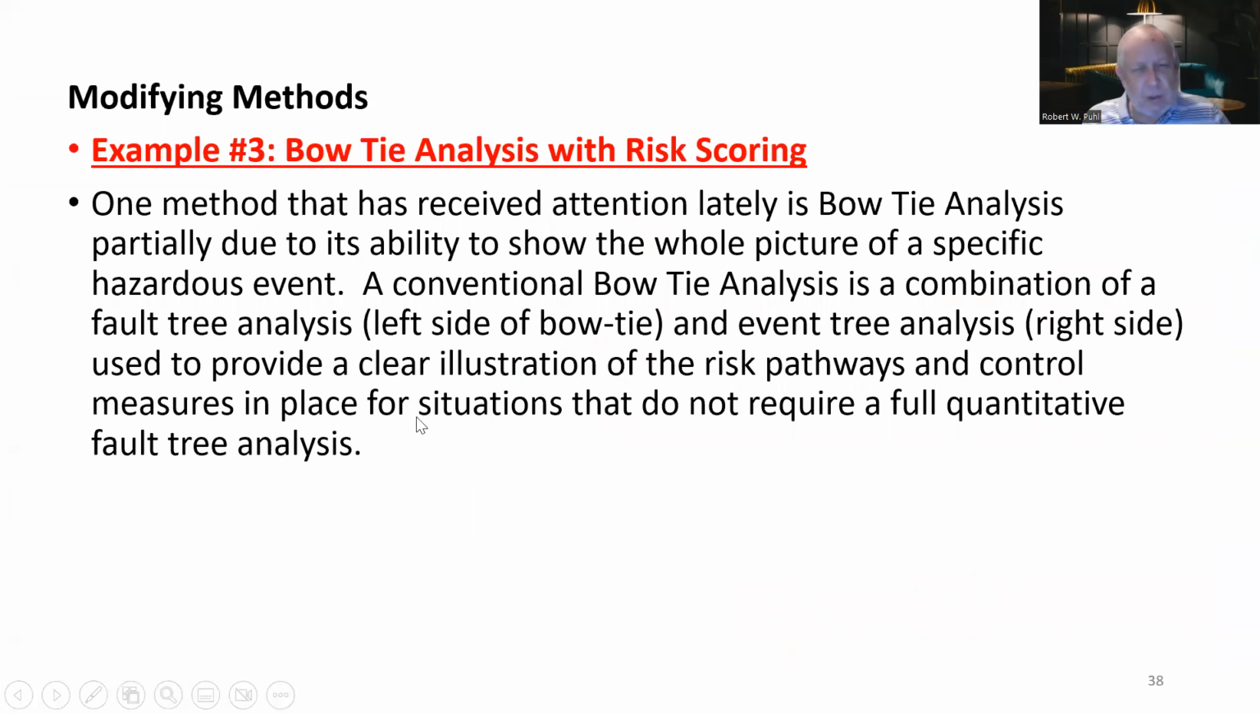Bow tie analysis with risk scoring. One method that has received attention lately is bow tie analysis, partially due to its ability to show the whole picture of a specific hazardous event. A conventional bow tie analysis is a combination of fault tree analysis, the left side of the bow tie, and event tree analysis, the right side, used to provide a clear illustration of the risk pathways and control measures in place for situations that do not require a full quantitative fault tree analysis.